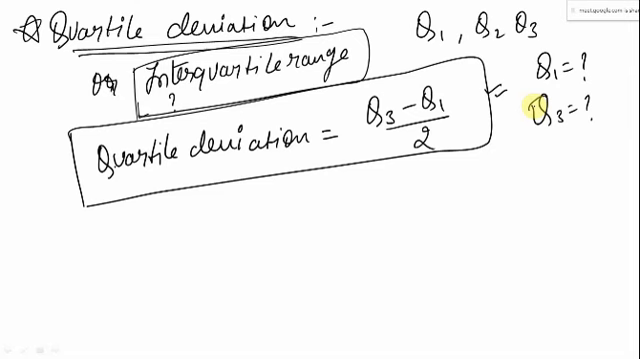So we need to calculate Q1 and Q3, and then we apply this formula and we find the quartile deviation, the deviation among the different quartiles. It has taken the two extreme ones. Q2 is there, but it has taken the difference of these two and divided by 2. That gives the quartile deviation. Any problem?